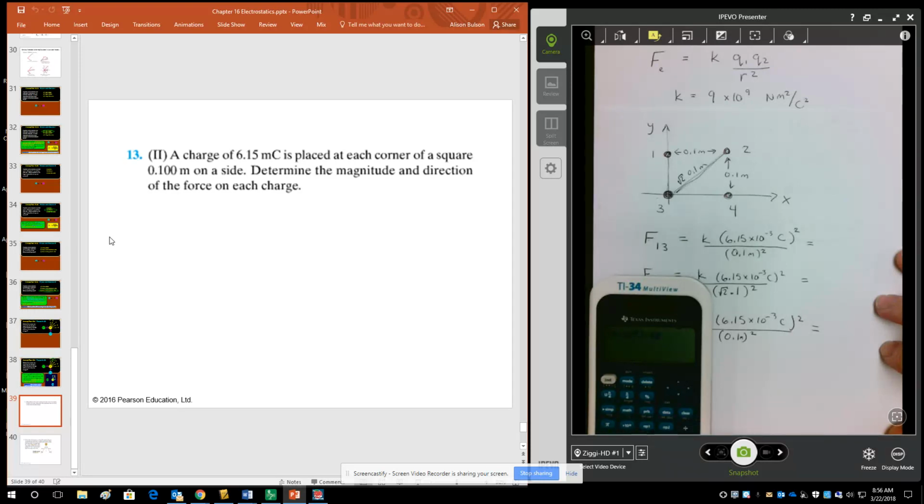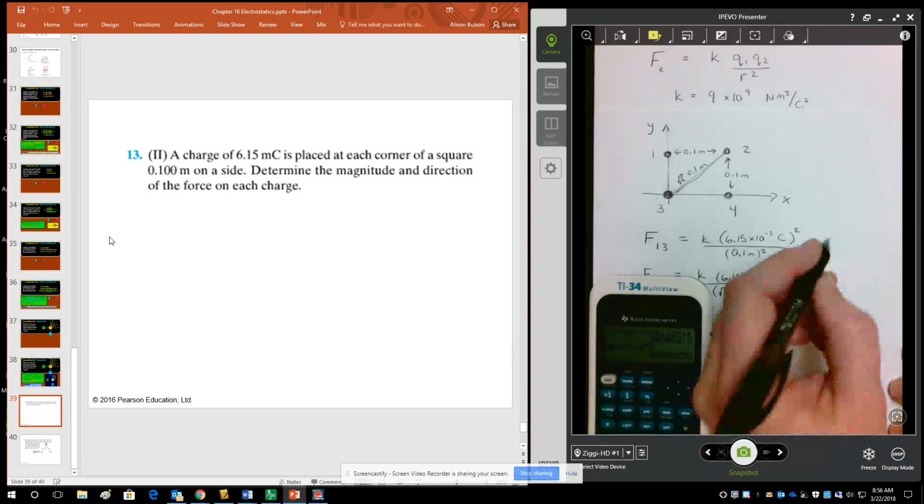Times 6.15 times 10 to the negative 3, close parentheses, square that quantity, enter, tell me the number, divide that whole thing by quantity 0.1 squared, close parentheses, enter. All right. It's a huge force because these are huge charges, 10 centimeters apart. So what is this? No, it's 34 million. Okay, very good. So do we want to keep the whole thing? Why not? Sure. So this is 34.